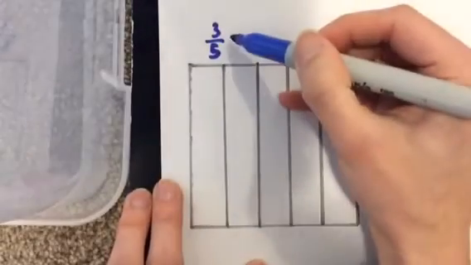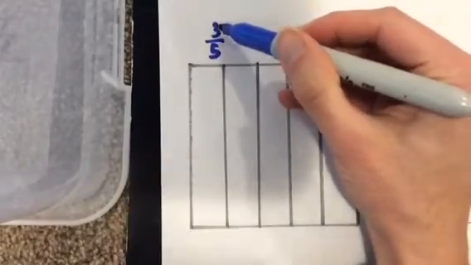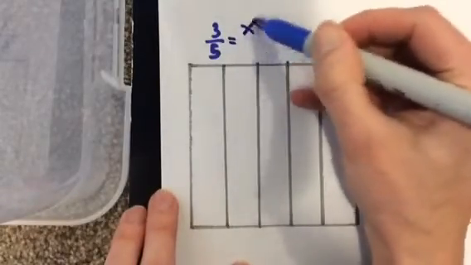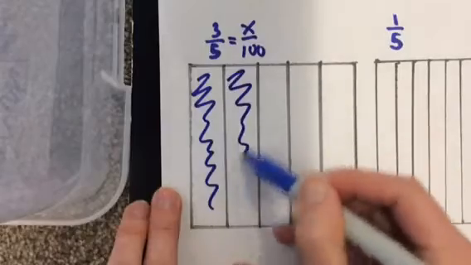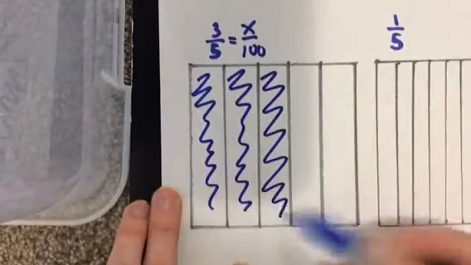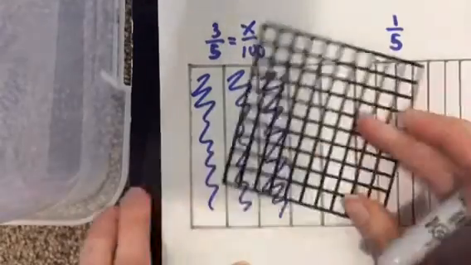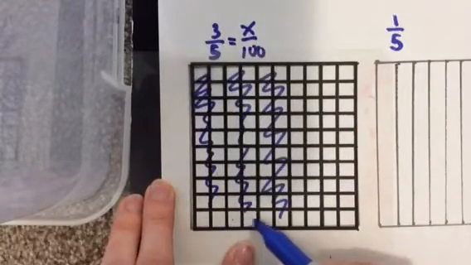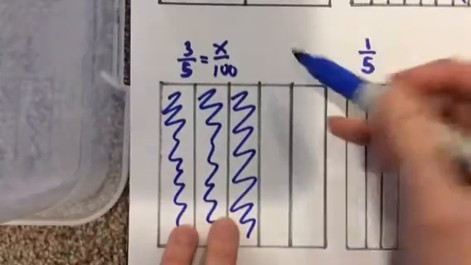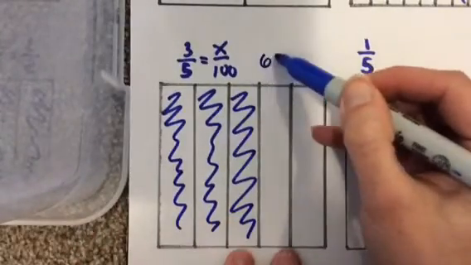3/5. If we want to know what percent 3 out of 5 is, we figure out how many out of 100. So 3 out of 5 looks like this. 3 out of 5 is 1, 2, 3, 4, 5, 6 by 10. So that is 60 out of 100, or 60%.